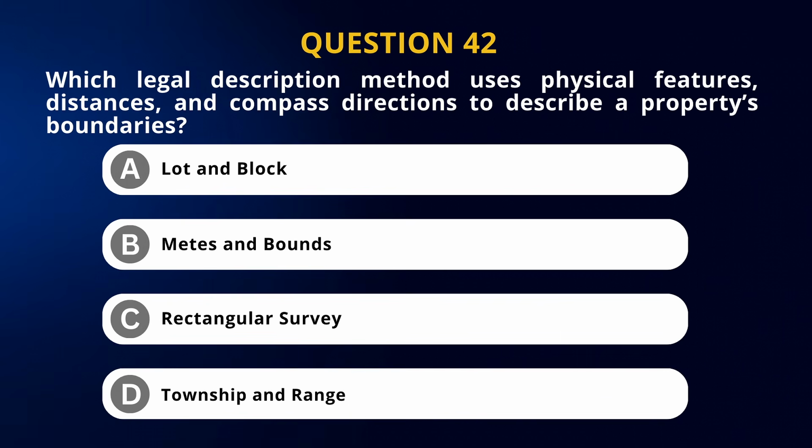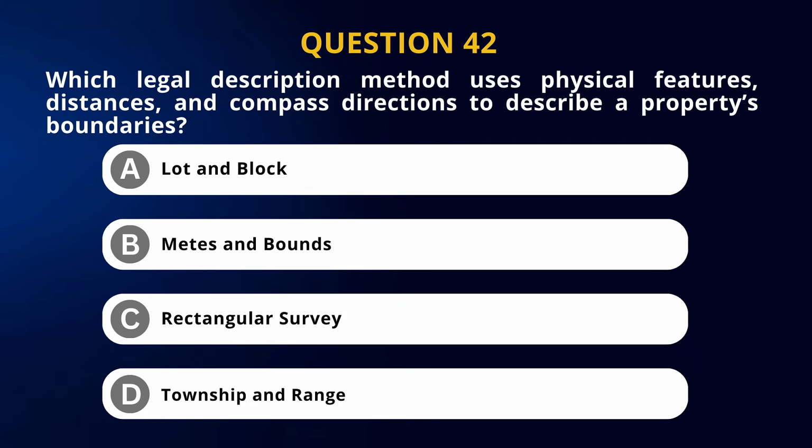Question number 42. Which legal description method uses physical features, distances, and compass directions to describe a property's boundaries? Letter A, lot and block. Letter B, metes and bounds. Letter C, rectangular survey. Letter D, township and range.